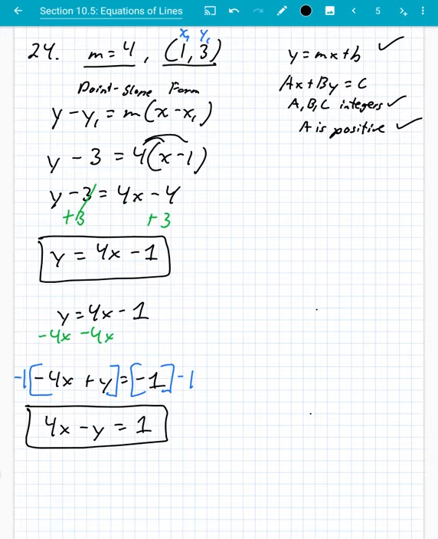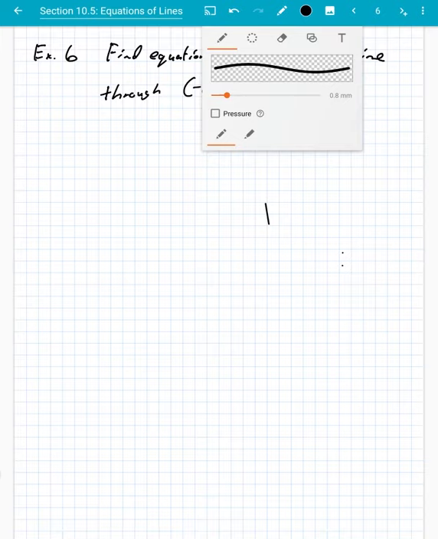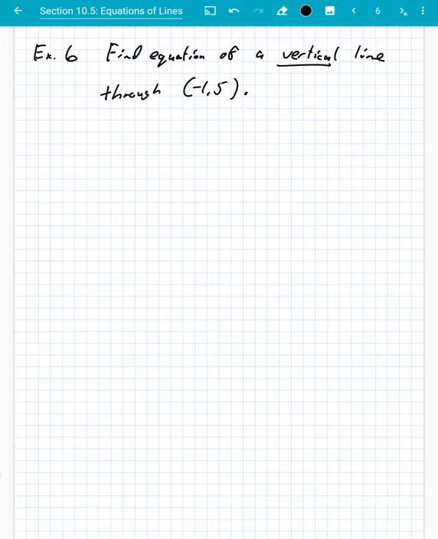So let's try making another type of equation. It wants us to find the equation of vertical and horizontal lines. So I'm going to look at this one. This is example 6. It says find the equation of a vertical line through negative 1 comma 5. So this time it wants us to find the equation of a line, but it's a vertical line.